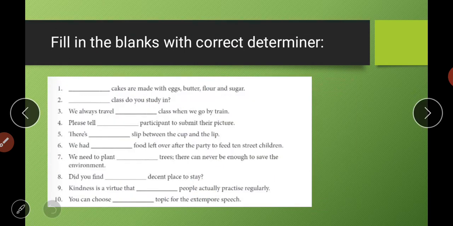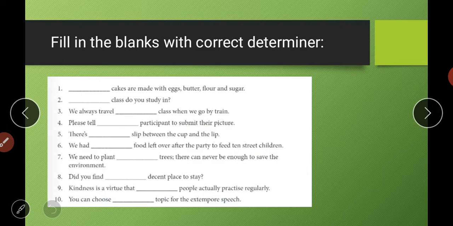Again, there is an exercise, students fill in the blanks with the correct determiners, and again you have to fill in the most appropriate determiners. There can be more than one answer also. So let us talk about the more appropriate words that can suitably fit into these blanks.